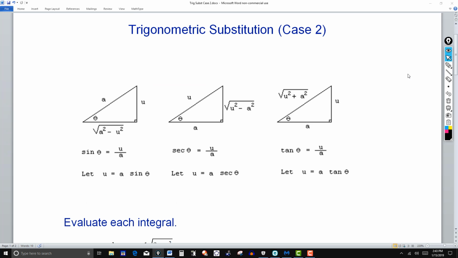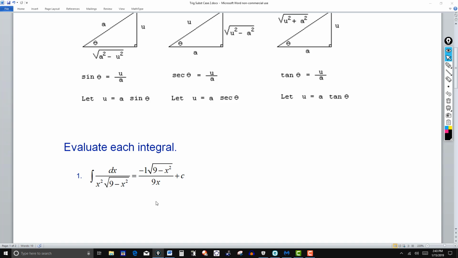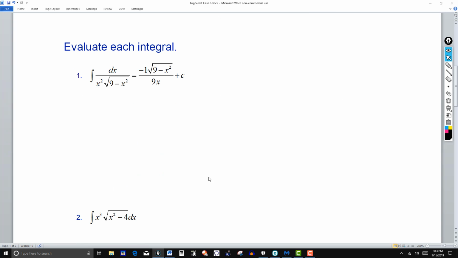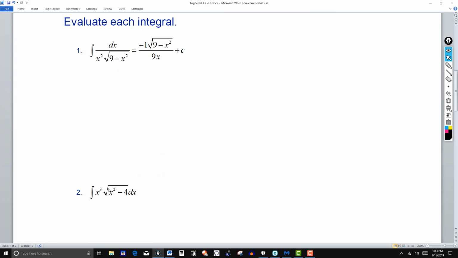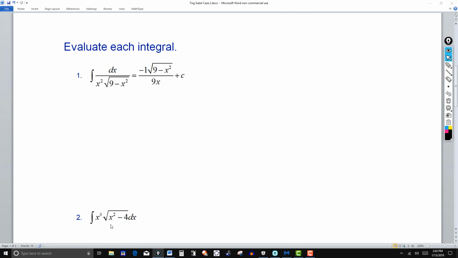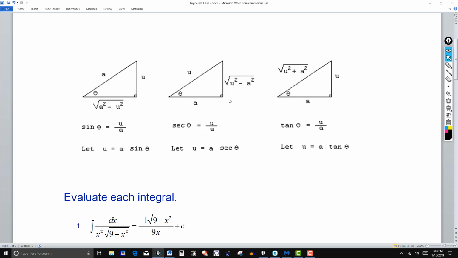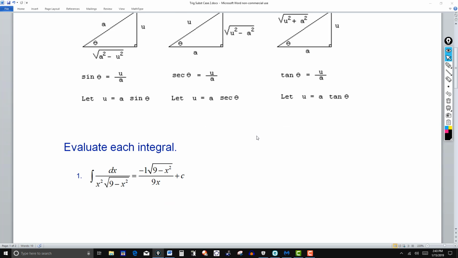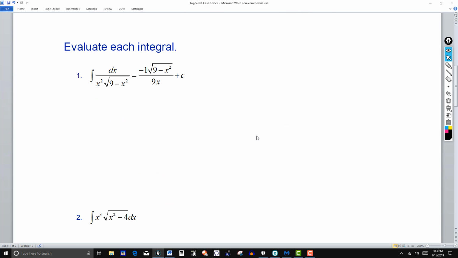Let's go through this. In case 1, I did this problem right here. There's a solution just as a reference. Now in this second case, we're going to look at this integral, the antiderivative of x cubed times the square root of x squared minus 4. You can see it fits this form, where the variable is squared and then you have minus a constant squared.